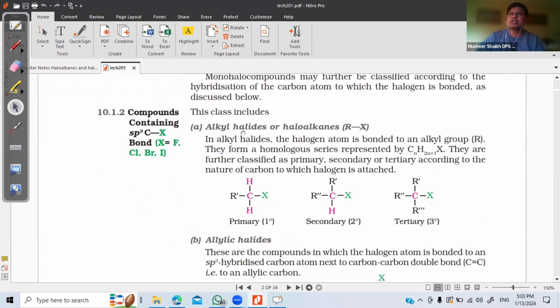So in alkanes here, the halogen substitutes the hydrogen. You cannot consider a halogen as a functional group. You can consider the halogen or the halide group as a substituent rather than saying it is a functional group. You have to call it a substituent.